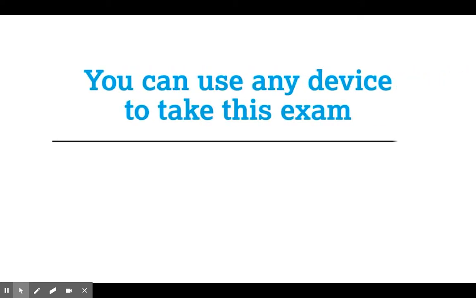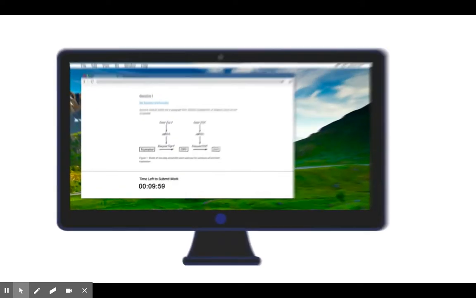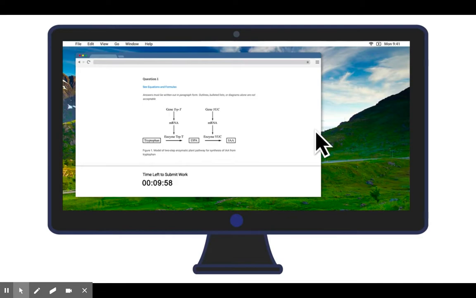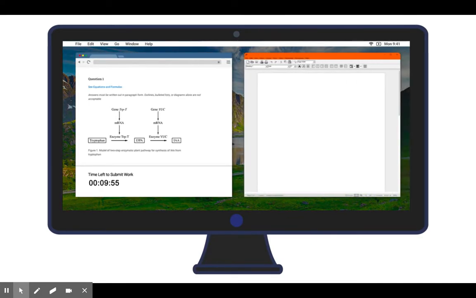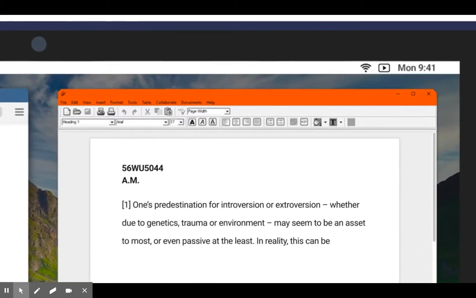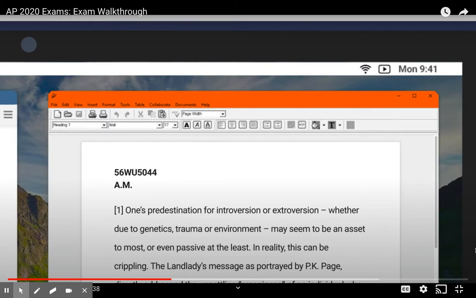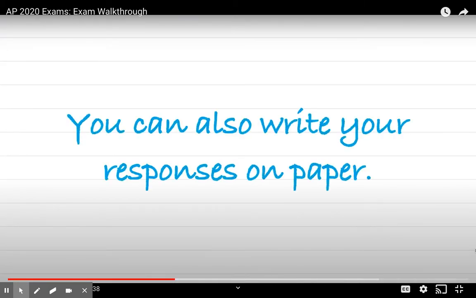You can use any device to take this exam: a desktop, laptop, tablet, or phone. If you're typing on a desktop or laptop, you can reduce the size of your browser window so you can see the question and your text file side by side. Type your AP ID and initials at the top of the page.